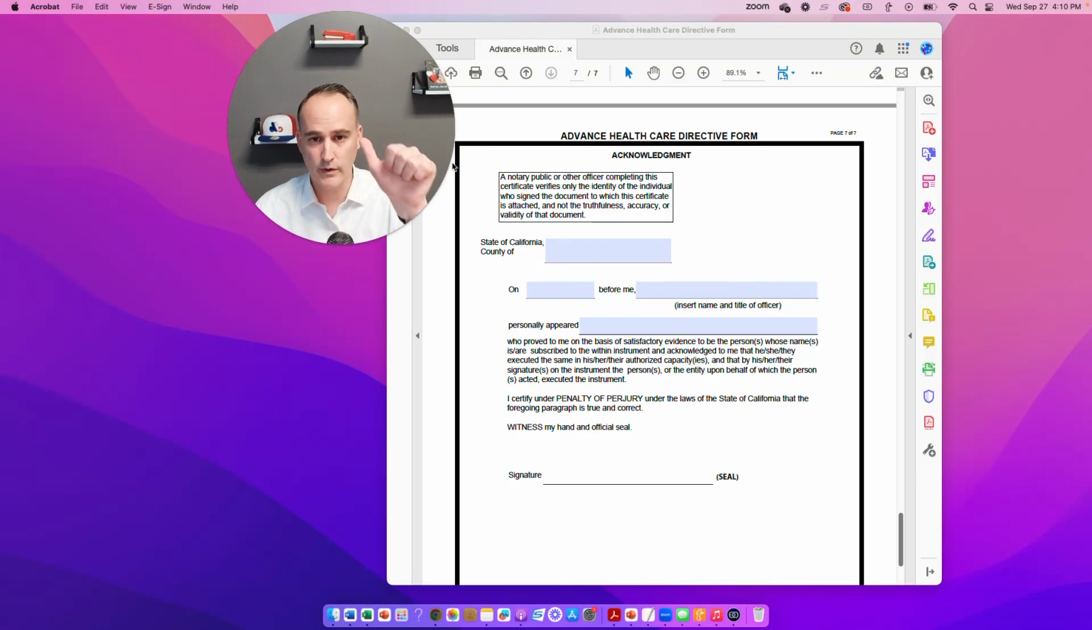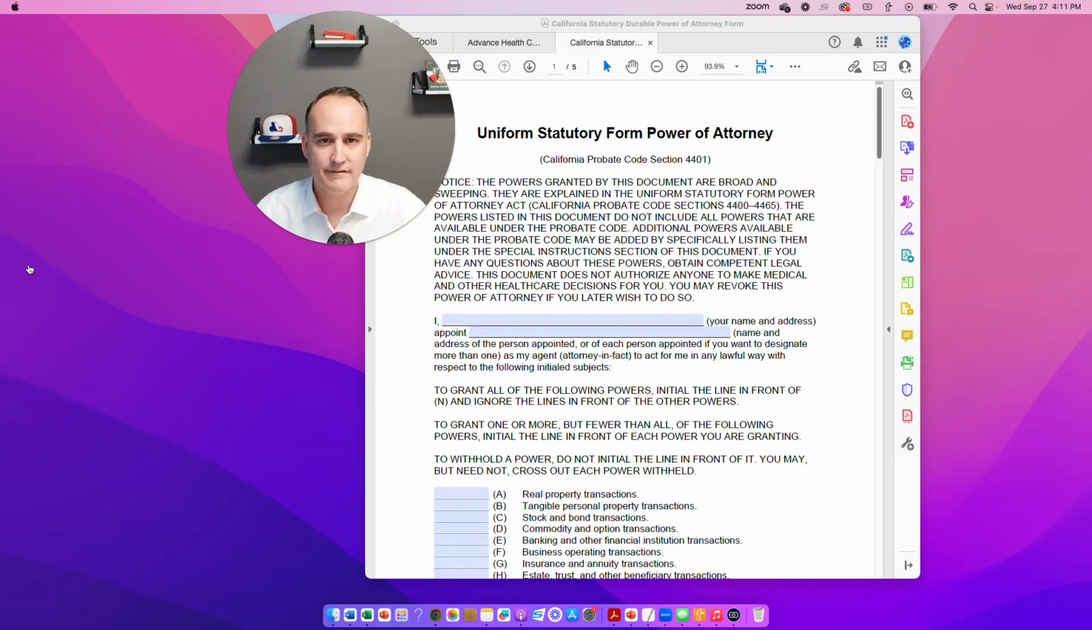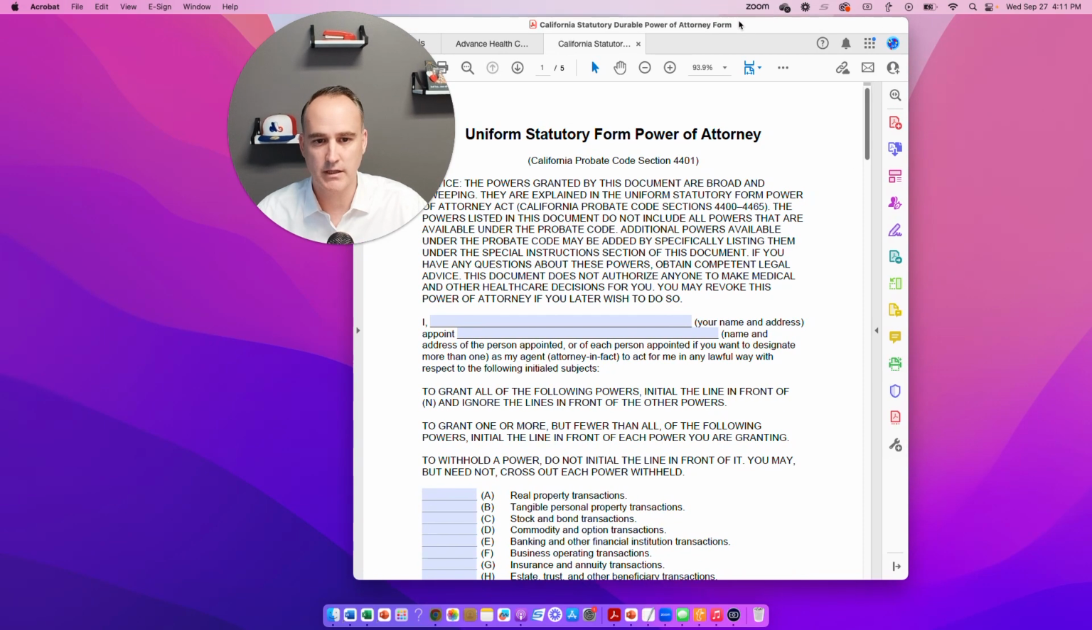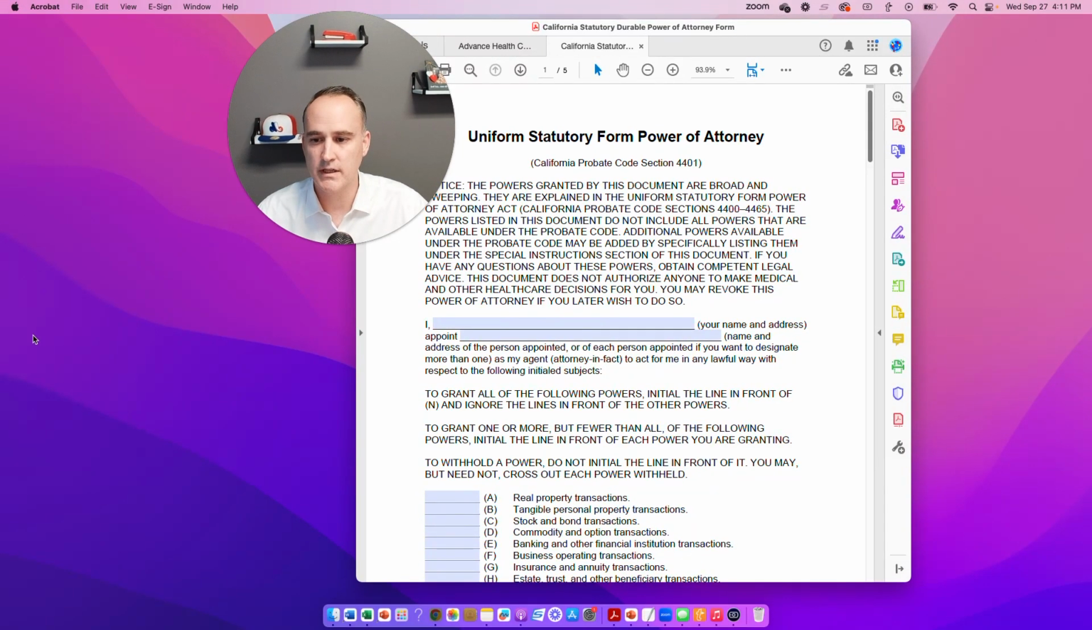The first being the will, the second being the Advance Healthcare Directive. And moving on to number 3, we have the power of attorney document. So this is actually a financial document and says who you want to give financial powers to. And this is, again, a free form. I don't create these forms. I am not your lawyer. You can fill this stuff out on your own. This is the state of California statutory form.